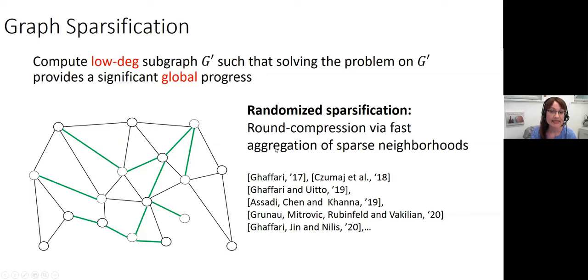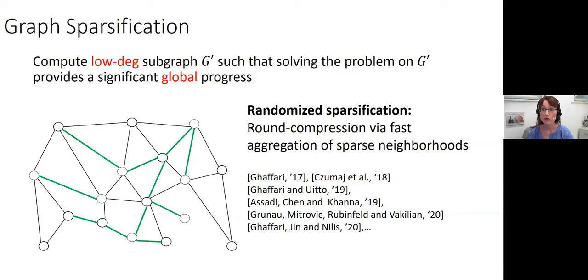The graph is too dense to just allocate all the edges of a given node on a machine. So let's try to sparsify it into a low degree subgraph so that at least we can see the two-hop neighborhood of a given node on a single machine. So this is what we would like to do. But we would like to sparsify the graph in a smart manner. We would like that once we sparsify the graph and solve the problem on the sparsified graph, the progress that I get with respect to the number of colored nodes, or the number of nodes removed or added to the MIS, would be sufficiently large, as if I worked on the original graph.